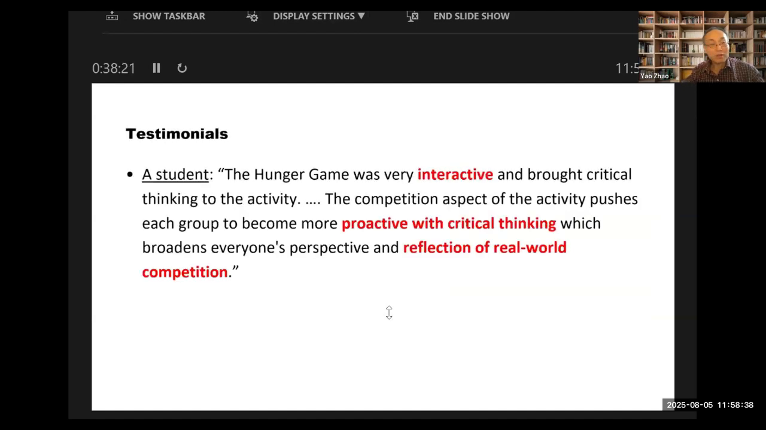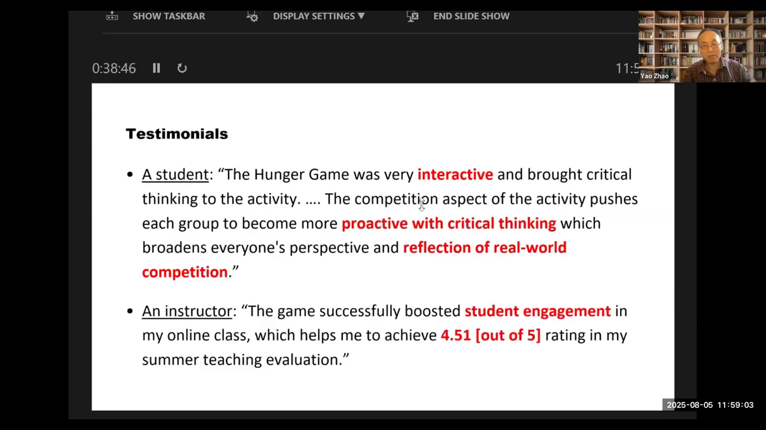Okay, some testimonials from the students' perspective. The Hunger Game was very interactive and brought critical thinking to the activities, and students really like the proactive critical thinking and the reflection of real-world competition. So competition is something that really impressed them. And because of competition, the game is full of excitement and full of surprises, because their decisions affect each other. Here's an instructor: the game successfully boosted student engagement in my online class, which helped me improve my teaching evaluation.